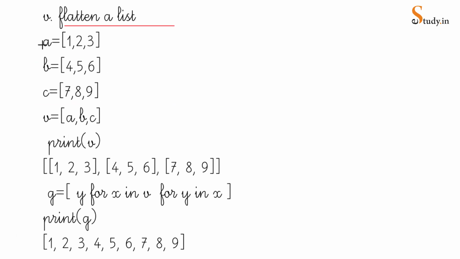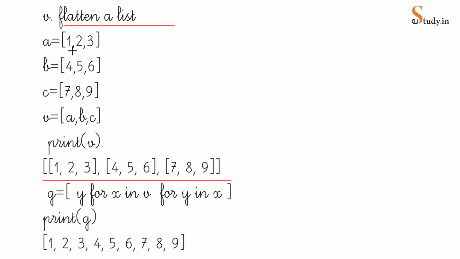Okay, next is another example, flattening a list. Let's suppose we have 3 lists, A, B, C, and we are creating a nested list. Those of you who do not know what a nested list is, I have discussed it in my previous video, so you can watch that video for that. So this will create a nested list, and I'll get a list like this. That means we have a list within another list.